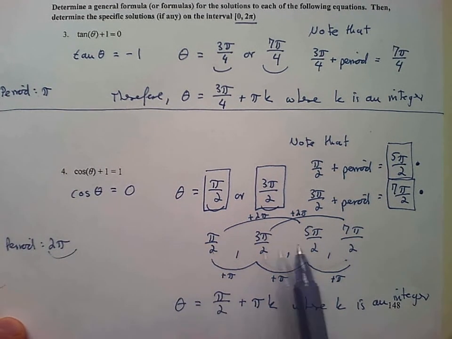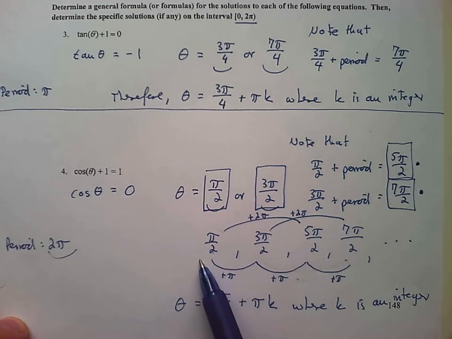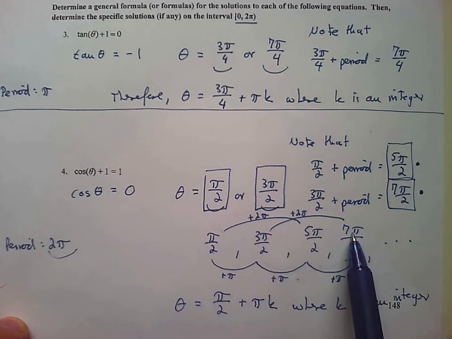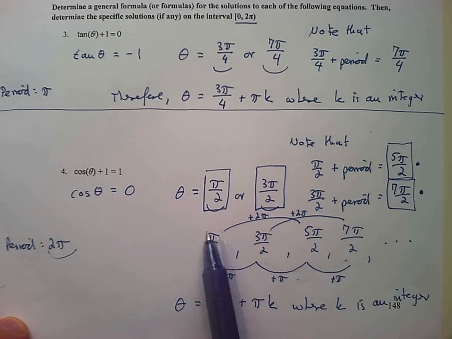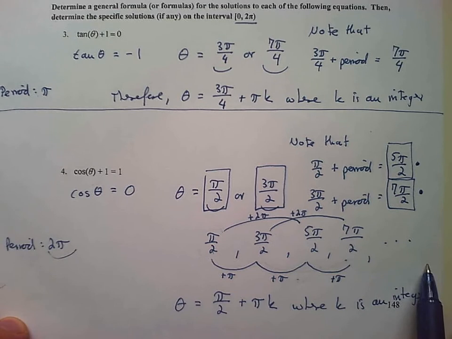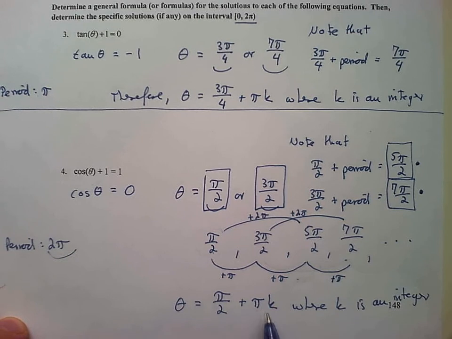So therefore, we have all these solutions right here, and we most certainly can continue. But the thing to note here is that we could start off with pi over 2 and add 2 pi, and start with 3 pi over 2 and add 2 pi to get to new solutions. Or we could simply start off at pi over 2 and keep adding pi to it to keep finding new solutions. So therefore, one way that we can write this is that theta is equal to pi over 2 plus pi times k, where k is an integer.